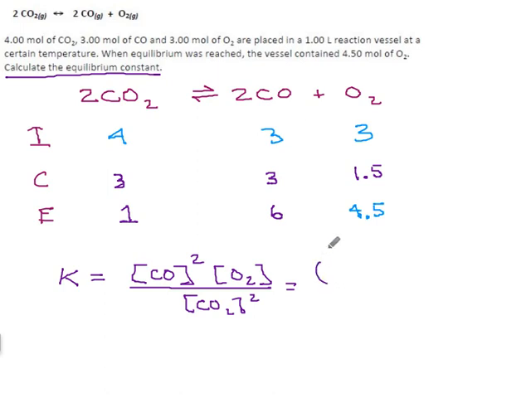I think we do. Carbon monoxide is 6. Remember to square it. Oxygen is 4.5. Carbon dioxide is 1. And we're supposed to square that, I guess, although squaring a 1 doesn't really do anything. So what does that give us? 36 times 4.5 is 36, 72, 144, plus another half, 162. The K for this reaction is 162.